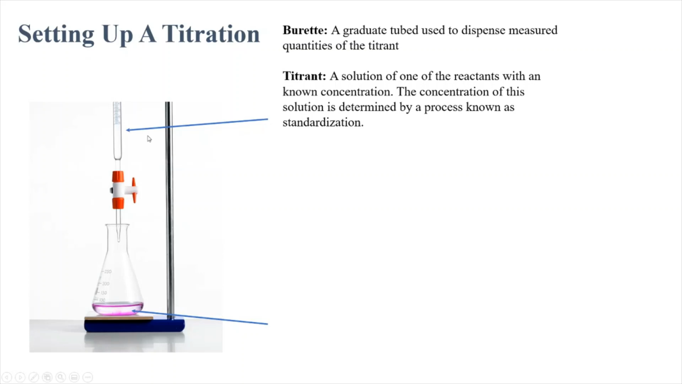So the first thing that we have to look at is the apparatus that we need. One of the main pieces of equipment we need is a burette. A burette is a graduated tube used to dispense measured quantities of the titrant. And again, the titrant is a solution of one of the reactants with a known concentration. So we know the concentration of the titrant. The concentration of this solution is generally determined by a process known as standardization. I'm going to explain to you how we do a standardization, and that's a key component of this experiment. We have to standardize our sodium hydroxide titrant that we'll use to figure out an unknown.